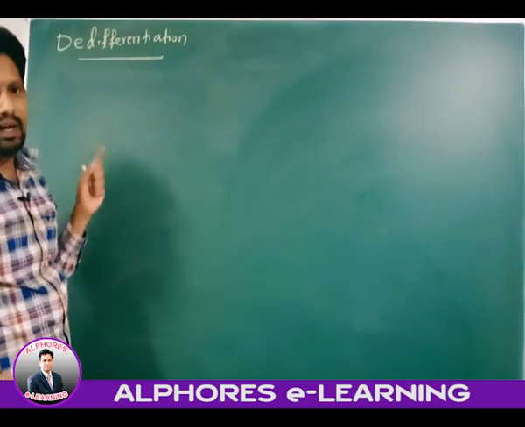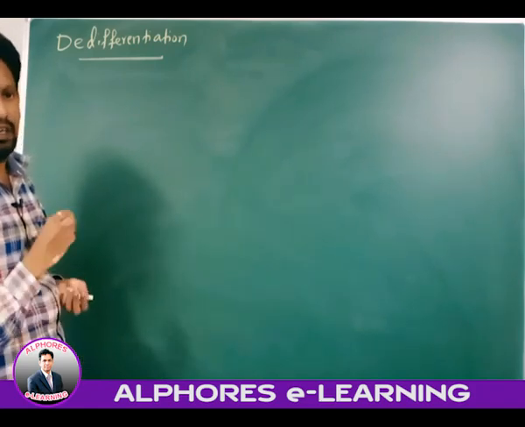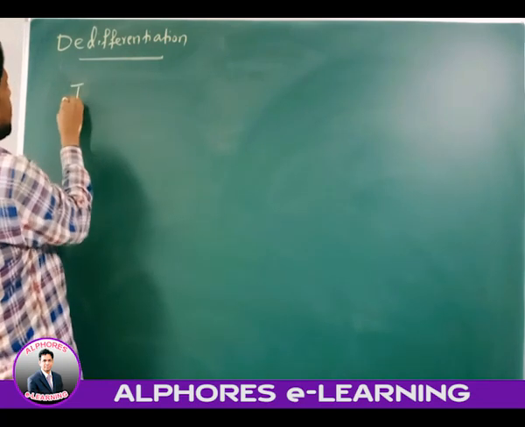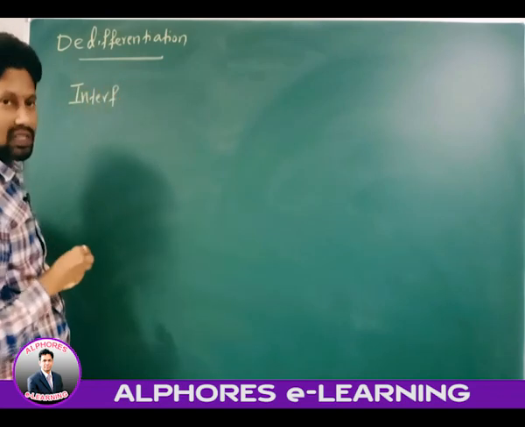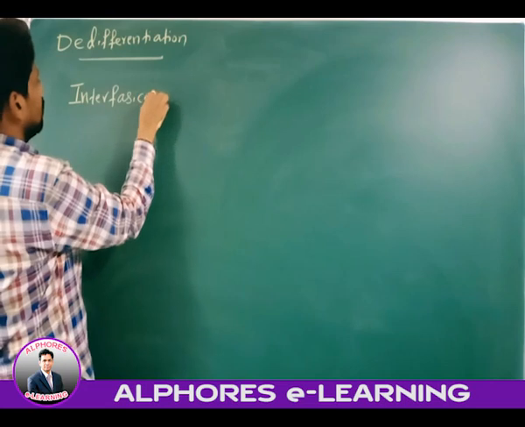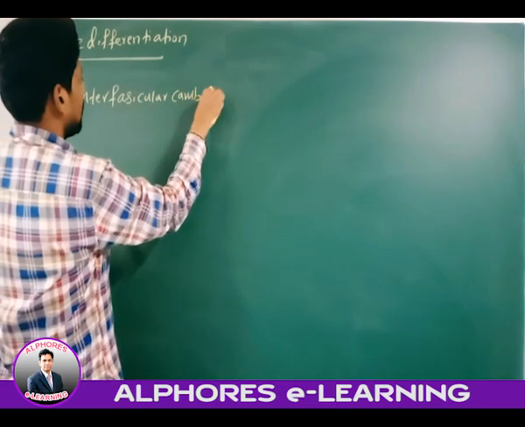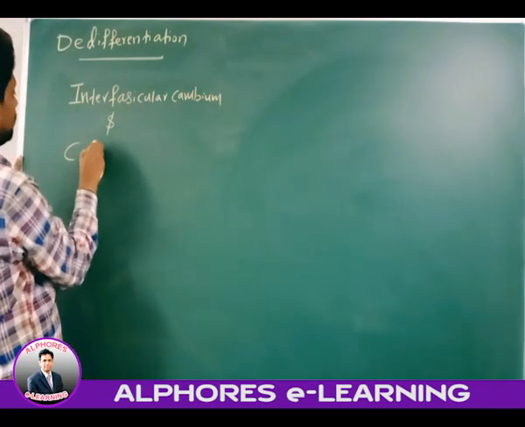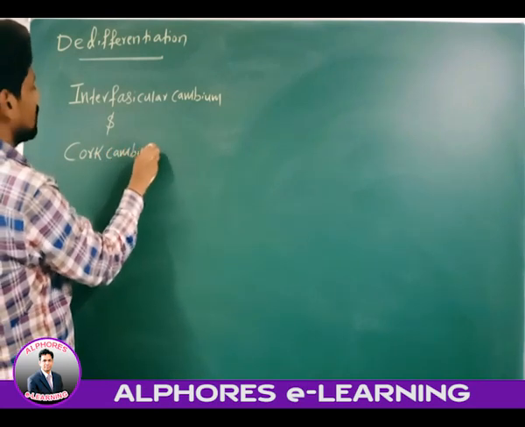Right, now go for examples of de-differentiation. What are the examples? Interfascicular cambium. Intra or inter? Inter. Interfascicular cambium and cork cambium.